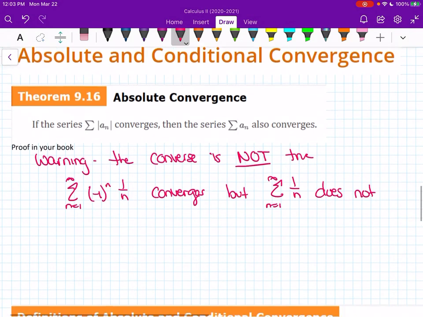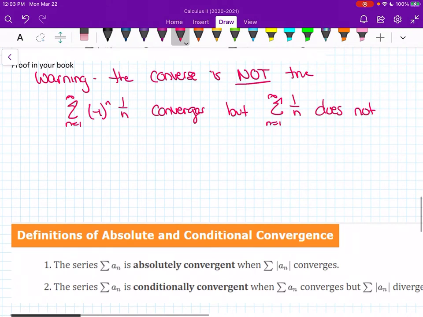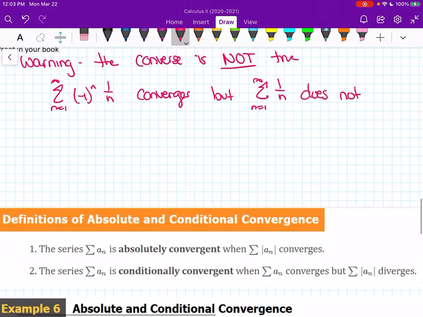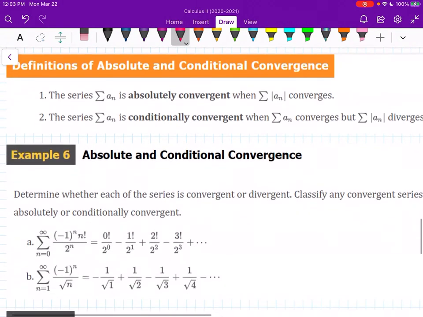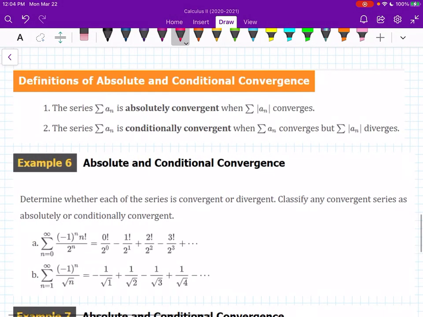All right, next. Definitions of absolutely and conditionally convergent. A series is absolutely convergent when the absolute values of the terms converge, and the series is conditionally convergent when the series converges but the absolute values of it diverge. Okay, so here we go. Let's look at some examples. Determine whether each series is convergent or divergent, and then classify any convergent series as absolutely or conditionally convergent.